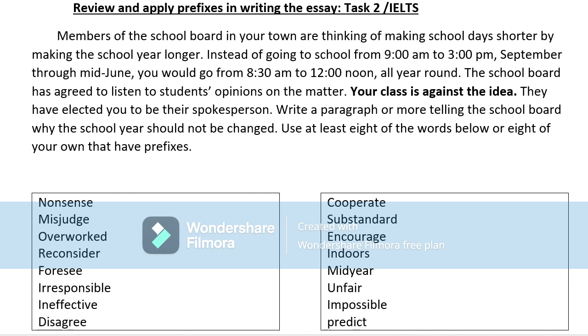So your class is against it, right? And you are supposed to talk on behalf of the students. They have elected you to be their spokesperson. Write a paragraph or more telling the school board why the school year should not be changed. Use at least 8 of the words below or 8 of your own that have prefixes. So that's another challenge that I have decided to add, since in my previous videos I've talked a lot about prefixes. So I am adding the challenge to the essay.